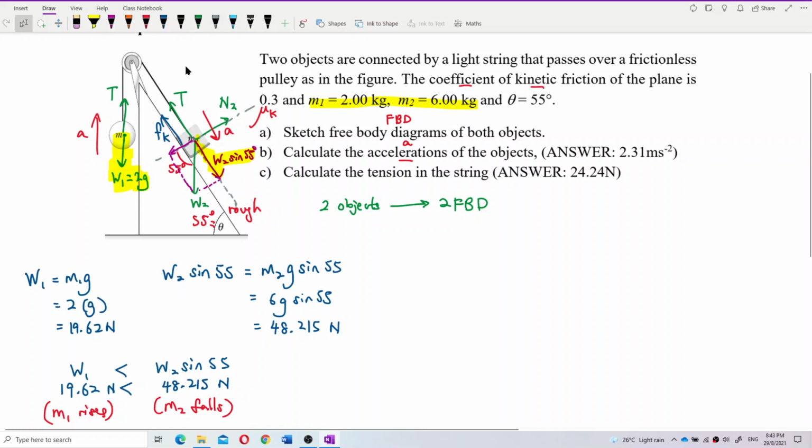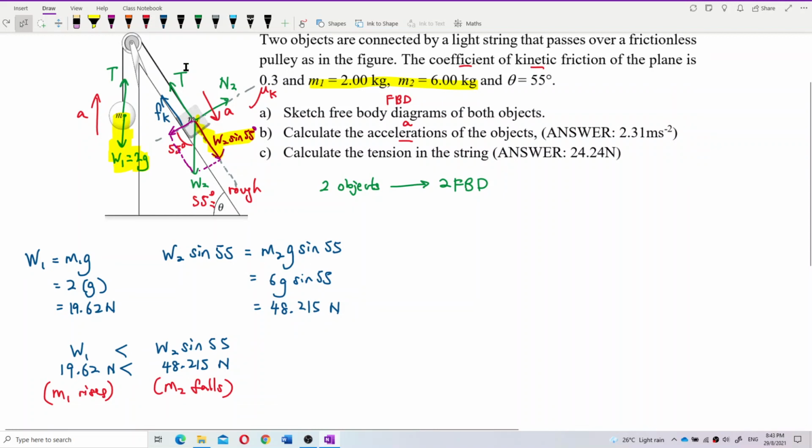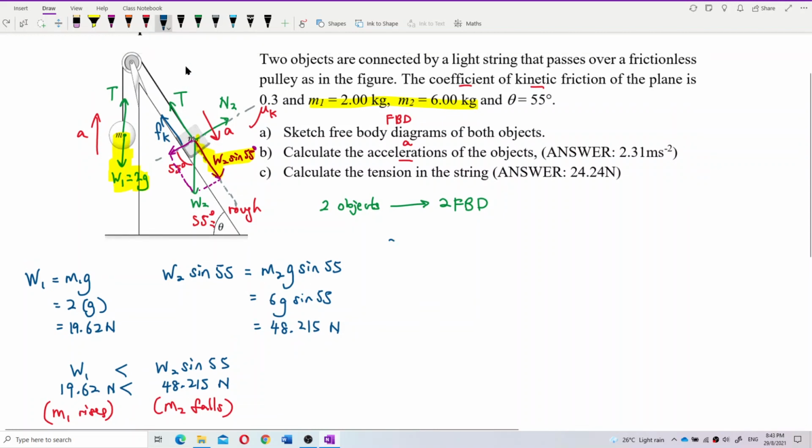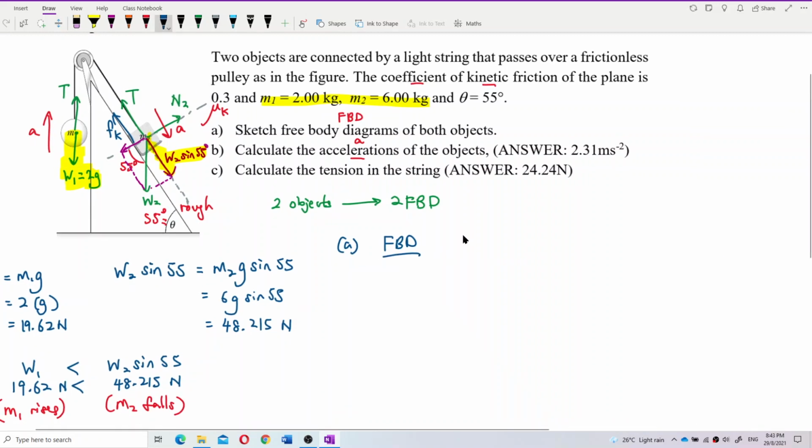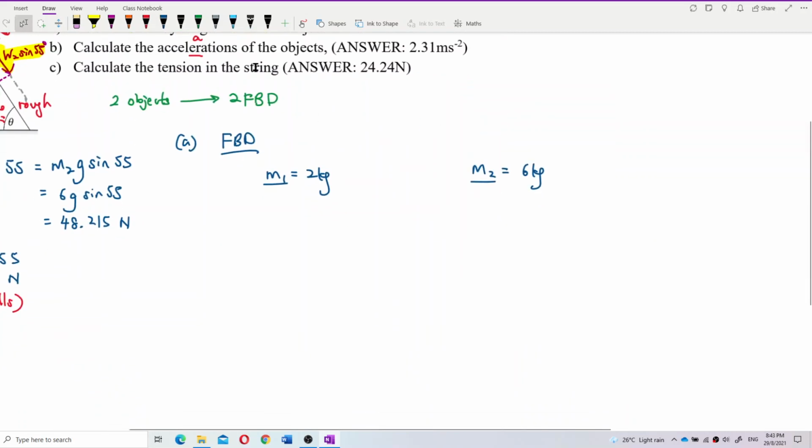We haven't even started part A yet. Okay, so part A, let's draw the free body diagram. Two objects have two free body diagrams, so we have one for mass 1 and another for mass 2. Mass 1 is 2 kilograms, and mass 2 is 6 kilograms. Now, two separate free body diagrams.